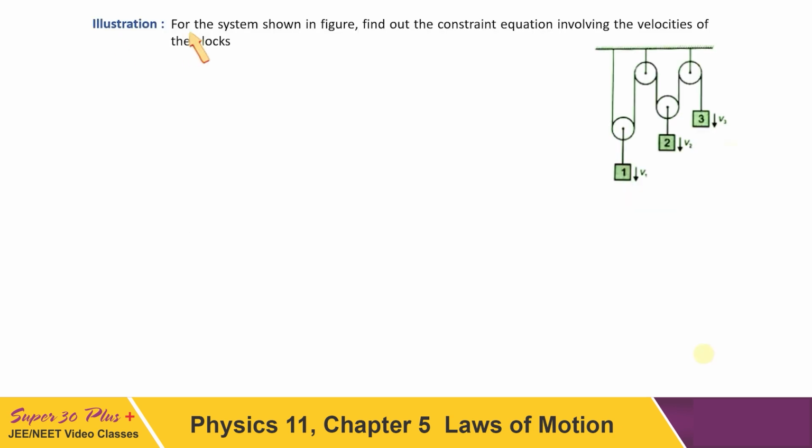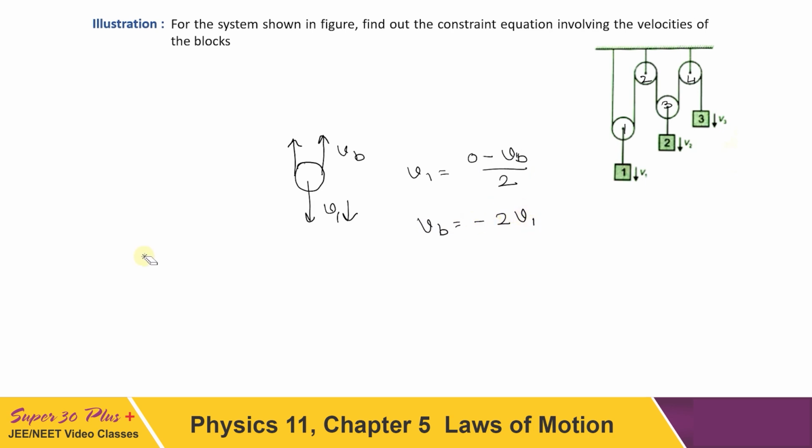In the next problem, for the system shown in the figure, we have to write the constraint equation involving the velocities of the blocks. Let us call these pulleys pulley 1, 2, 3 and 4. Then for pulley 1, drawing its FBD, it is being pulled on both sides in upward direction and then with velocity v1 in downward direction. So if in upward direction its velocity is vb, then we can write that v1 should be equal to 0 minus vb by 2, which gives vb is equal to minus 2 of v1.